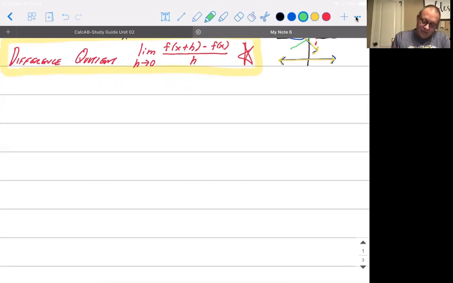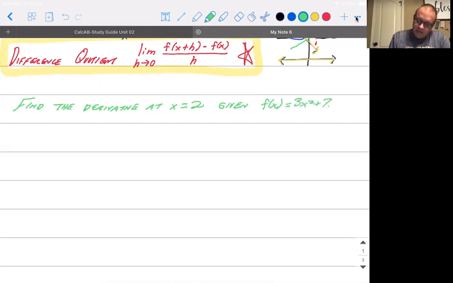So here's what I want to do. We're going to find the derivative at x equals 2 given f of x equals 3x squared plus 7. And we're going to use this difference quotient right up here. Okay, so let's go ahead and start it off. First thing we're going to do is identify what we're doing. This is the derivative at 2.